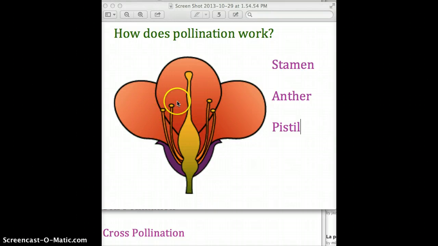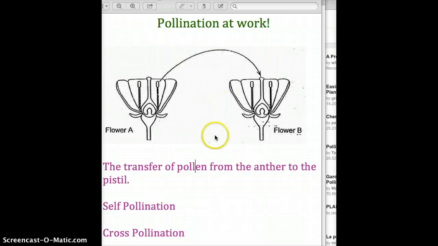The long yellow piece in the middle of the flower here is called the pistil. The pistil is where the pollen must get to in order for a flower to reproduce, and the pollen enters here at the top of the pistil and makes its way down. Now notice the arrow in the diagram. The arrow begins at the anther of flower A and ends at the pistil of flower B. This is showing the course that pollen must take in order to reproduce another flower.